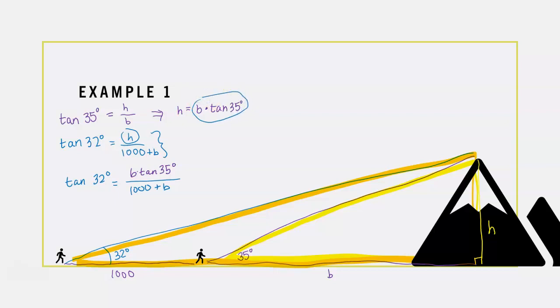Okay, now I'm going to try to figure out what b is. So the way I'll figure out what b is, I'm going to multiply both sides of the equation by 1,000 plus b. I have tangent of 32 degrees times 1,000 plus b is equal to b times tangent of 35 degrees.